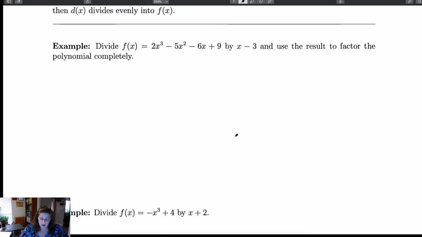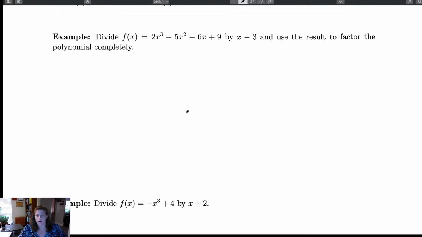So I want to start with what's called long division of polynomials. Now, long division of polynomials is very similar to long division of regular numbers. So here we want to divide f of x equal to 2x cubed minus 5x squared minus 6x plus 9 by x minus 3. To give us an idea of what we are achieving as far as division is concerned, I'm also going to work a problem with actual number division over here to the side.